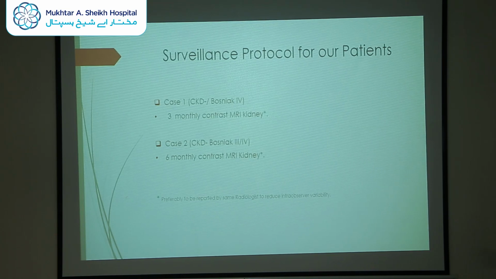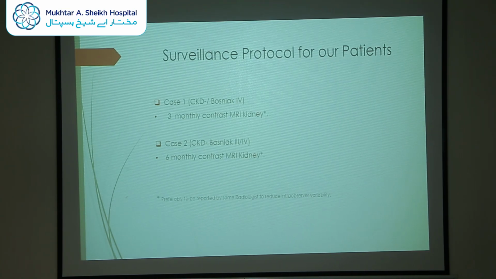So the surveillance protocol for our patients: what I would recommend for case 1 is 3 monthly contrast MRI kidneys. She was just diagnosed in February, so it's still early days. The second one, we are quite reassured because he was diagnosed in December 2020, so it's coming up to 3 years. And more or less, his 5 centimeter complex cystic renal lesion hasn't changed at all. So 6 monthly MRI kidney should suffice in him, and preferably to be reported by the same radiologist in the same slice.